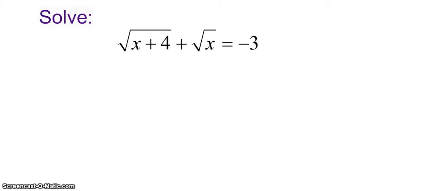Next one. Here, we're going to have to follow the same sort of idea as what we did on the last problem. However, you're going to have to do the process twice. So we can start this one together. I want to isolate one of the root terms. It doesn't matter which one, but I want to isolate one of them. I'm going to do the x plus 4. So we're going to do the square root of x plus 4 equals negative 3 minus root x.